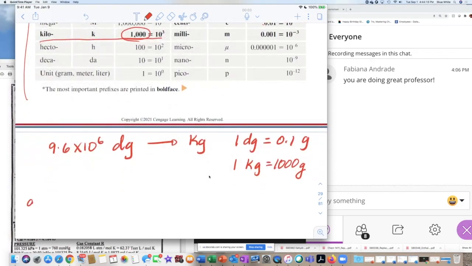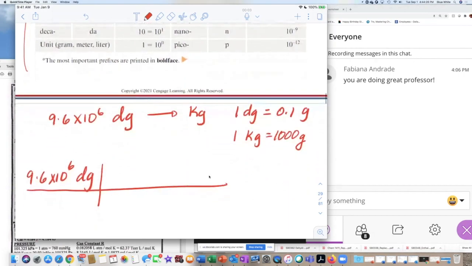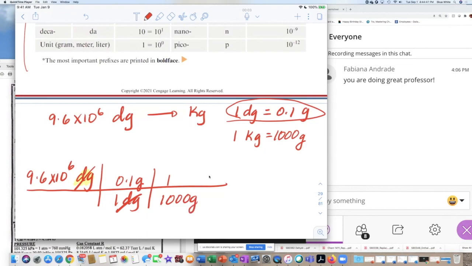So now you just write your number, 9.6 times 10 power 6 dg, and then you have your conversion right here. Since we have a dg right here, the next conversion you pick must be dg. So it's going to be 1 dg, 0.1 grams, right? Because these go together as a combo. And then dg and dg cancel out. Now you have to pick something that has grams in it. So we have 1,000 grams, 1 kilogram. And so gram cancels, and we get our answer in kilograms, right?